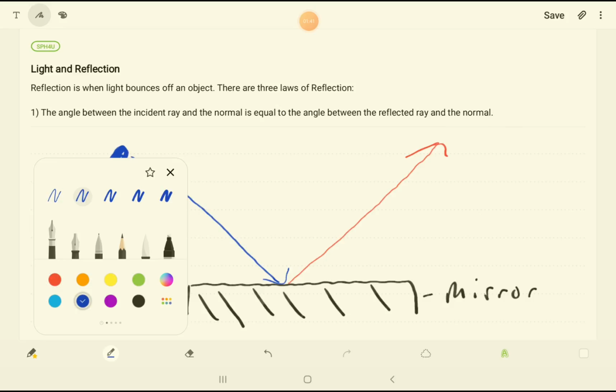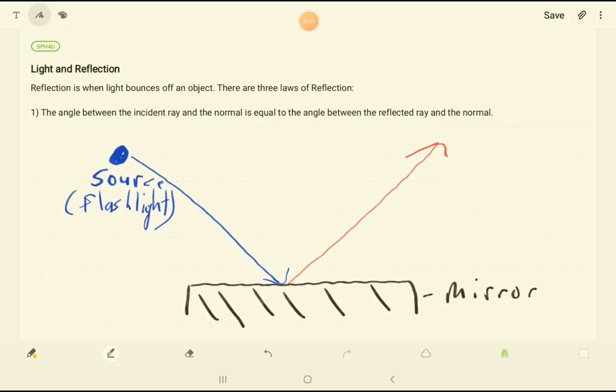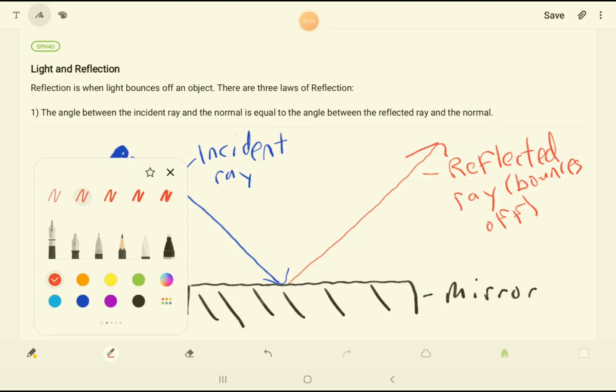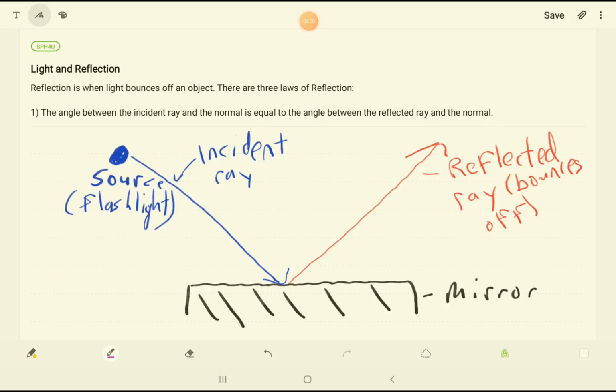So the line in blue here would represent the incident ray, which is really the light that comes from the source. And then we have the reflected ray, which again bounces off here in red. Now the line that separates the two is called the normal line. Whenever we speak about the normal line in physics, it's the line that separates the incident ray from the reflected ray. So this is our normal line.